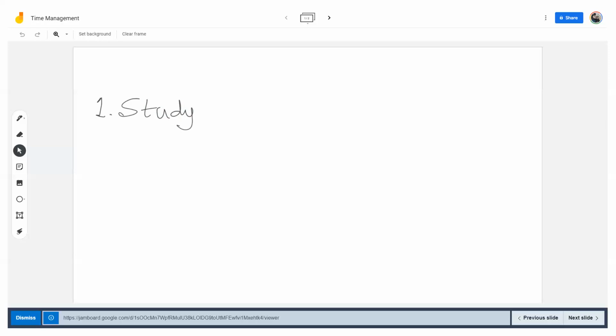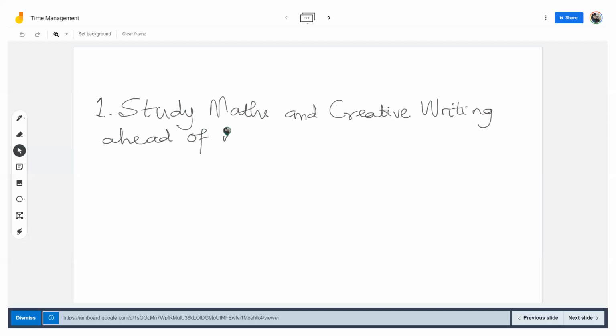So we can start by saying you will study maths and creative writing ahead of next term or half term, depending on what holiday you have. Number two, you could determine that the next thing you'd like to achieve during this holiday is probably play football with friends. That's fine. It's a goal. You can put it down.